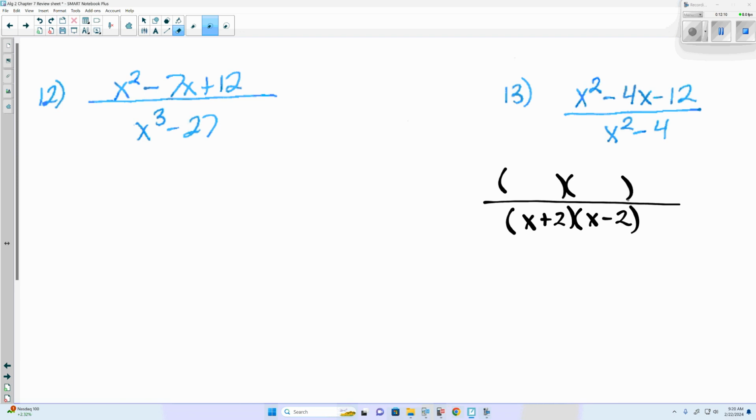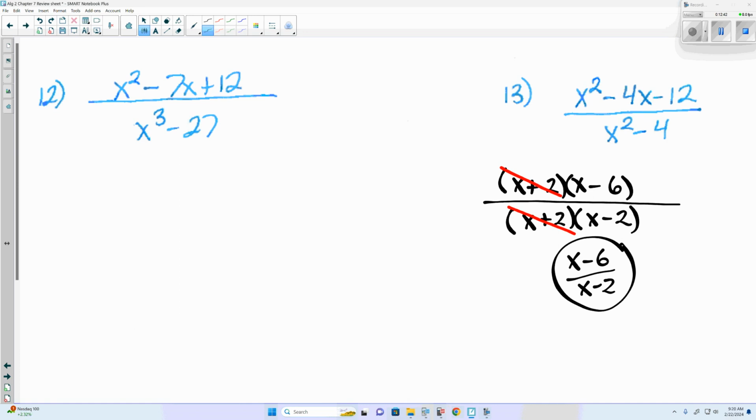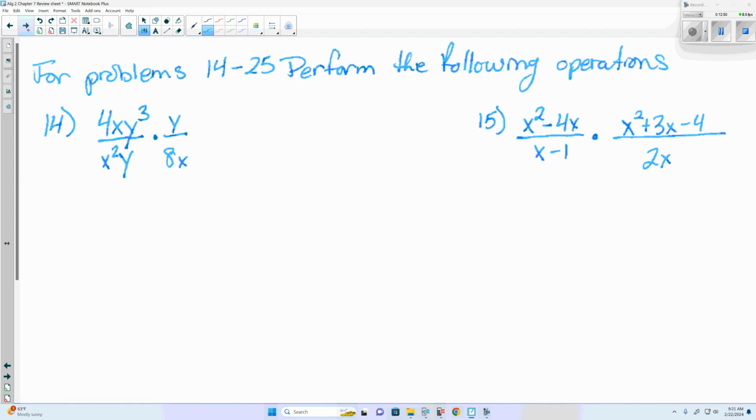Numerator, x squared minus 4x minus 12. Again, no greatest common factor. Yes, since the third term is negative, opposite signs, x and x. 12, we're going to want 2 and 6, plus and minus. We get this here. Then we can simplify our like terms. X plus 2 over x plus 2 will cancel. X minus 6 over x minus 2. And again, with these simplifying problems, all it is is factoring. Once we factor it down, simplify what's in common on top and bottom, and that's it.